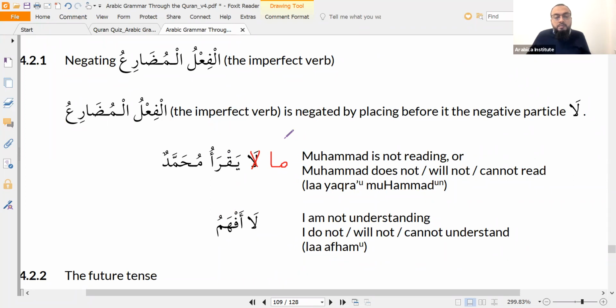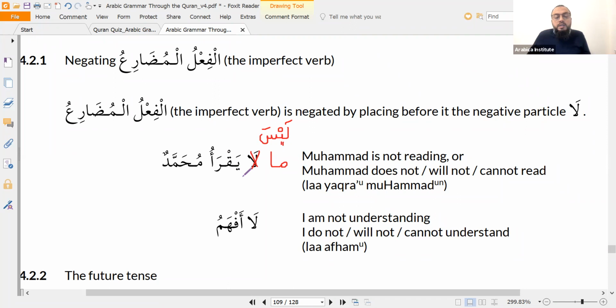Okay. You can also negate it with laysa. You could say laysa yaqra'u. He doesn't read. He cannot read. You can actually use that, can you? Yeah. So you're using laysa to negate this. You can use ma, laysa, or la to negate the verb.